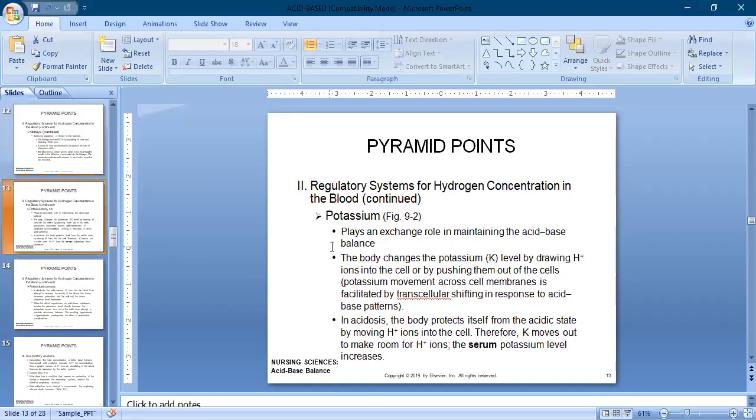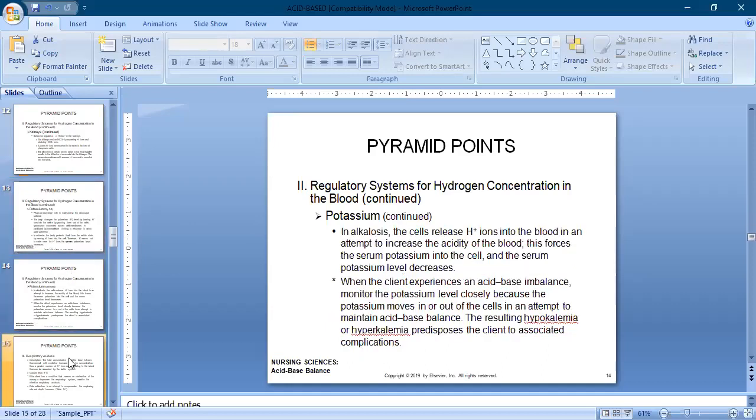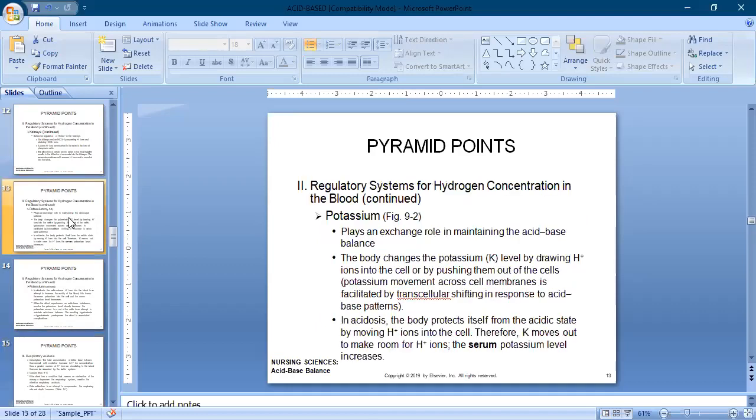Now another important role is played by potassium in regulation of the hydrogen ion concentration in the body. As you know, potassium is an important positive ion. It plays an exchange role in maintaining the acid-base balance. The body changes the potassium level by drawing hydrogen ions into the cell or pushing them out of the cell. So when hydrogen ion goes inside the cell, in exchange potassium gets out, which causes an imbalance. In acidosis, the body protects itself from the acidic state by moving hydrogen ions into the cell. Therefore, potassium moves out and makes room for hydrogen ions.